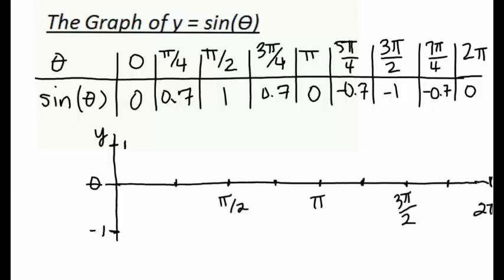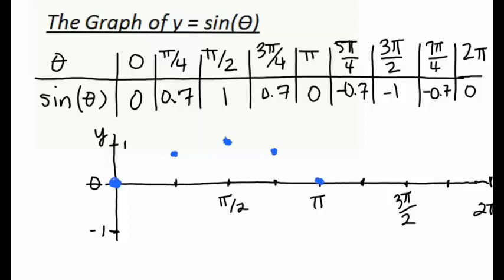So I'm going to go ahead and plot those points in blue. Our first ordered pair is at the origin, 0, 0. And then at pi by 4, we have roughly 0.7, so that's a little bit underneath the value of 1. And then at pi by 2, we have a value of positive 1. At 3 pi by 4, it dips down again to roughly 0.7. At pi, we have a value of 0.